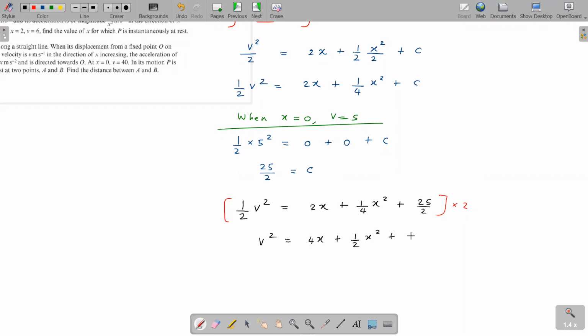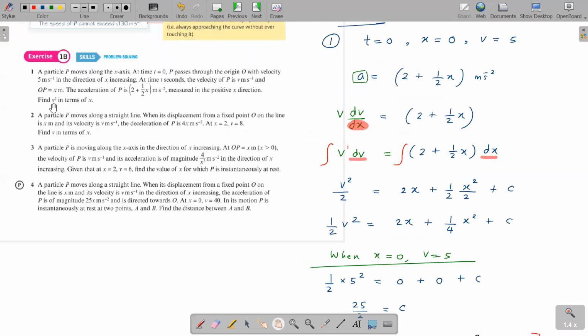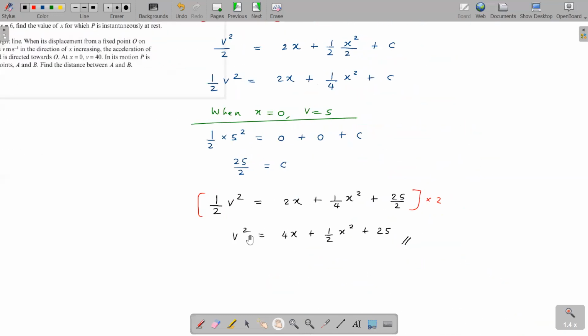25 over 2 into 2, into this 2 is 25. So I get v square equals 4x plus half x square plus 25. So you can see I have the complete equation where I have v square with respect to x. They're asking me to find v square, right? So find v square in terms of x. So this is v square in terms of x.